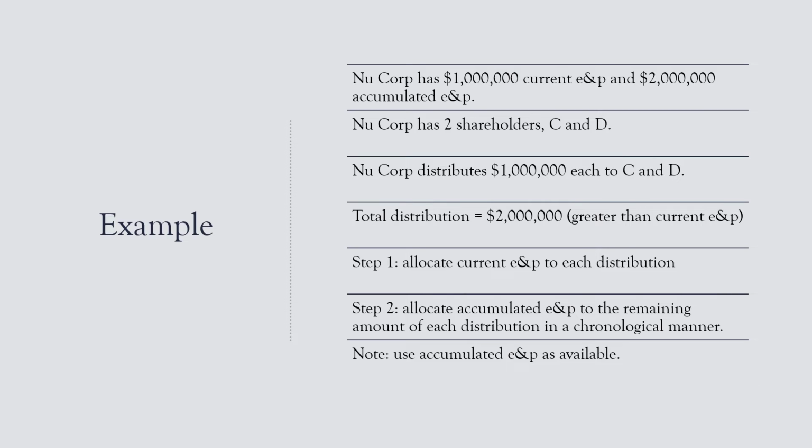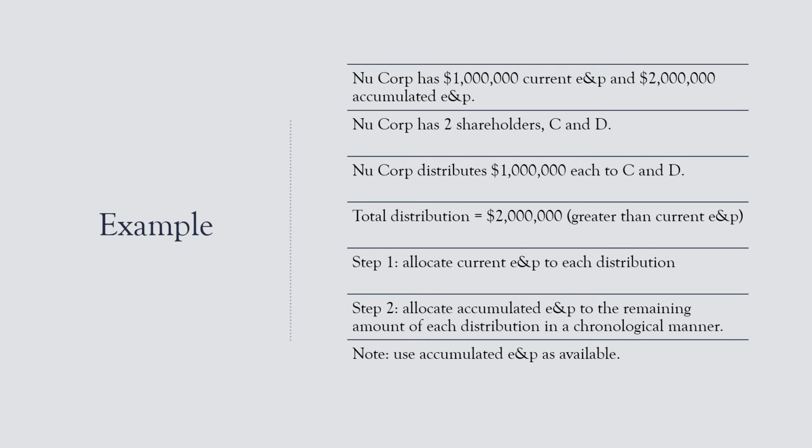So that's 1 million distribution to C divided by 2 million, the total amount of distribution, multiplied by 1 million current earnings and profits of New Corp. That gives us 500,000. So for C, 500,000 of the current earnings and profits can be allocated to C. And this is going to be the same for D because both of them receive the same amount of distribution, 1 million per person.